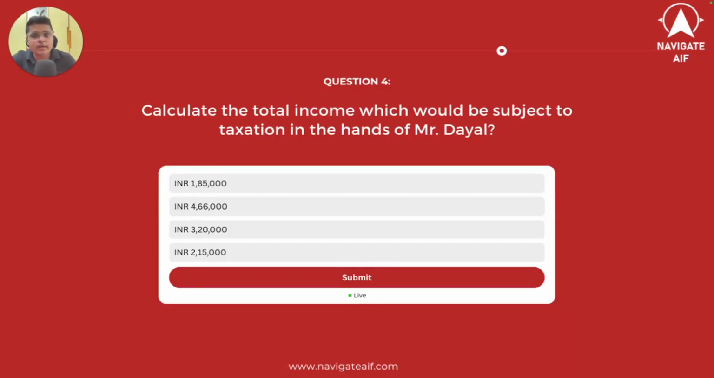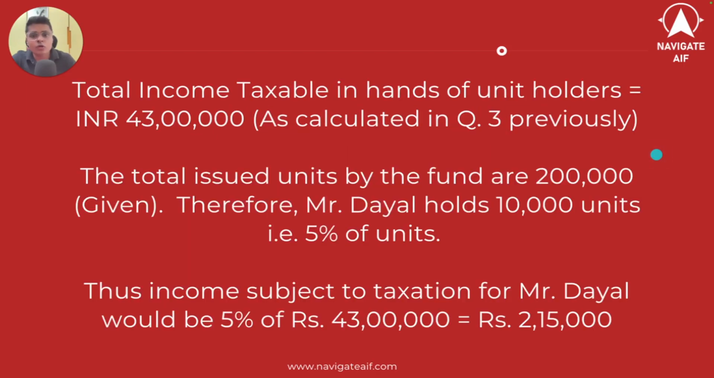Calculate the total income which would be subject to taxation in the hands of Mr. Dayal. Mr. Dayal is an investor in this fund. Now what do we know? We know the total income that the unit holders have got in the fund. So the total income taxable in the hands of unit holders is 43 lakh rupees. This we calculated in the previous question. We need to know how much is Mr. Dayal's share in the total income taxable in the hands of unit holders. So out of 43 lakh rupees, Mr. Dayal's share has to be calculated.